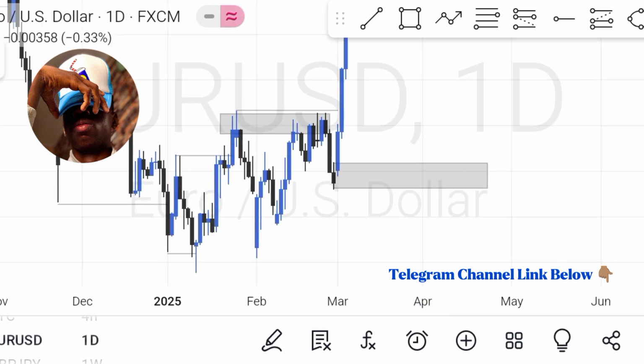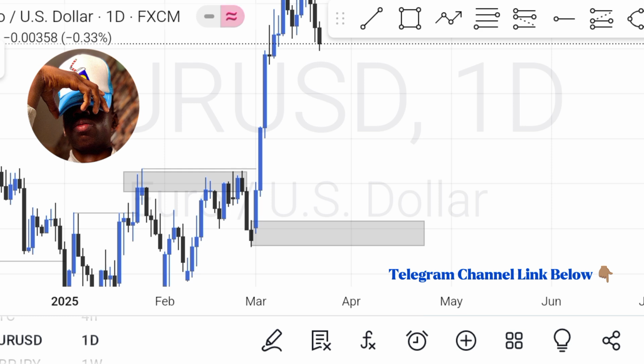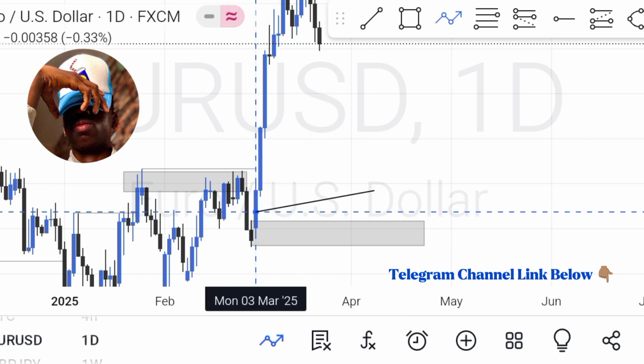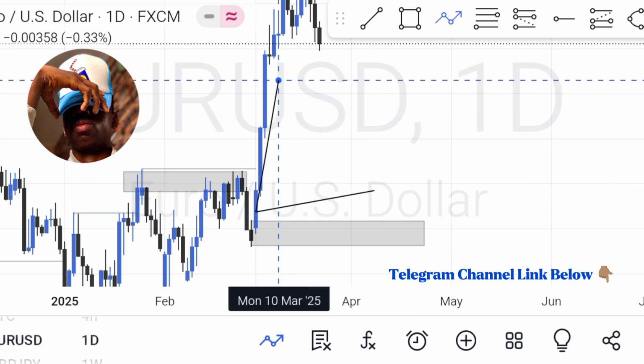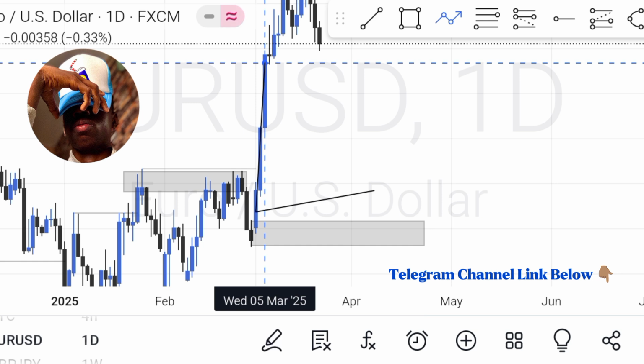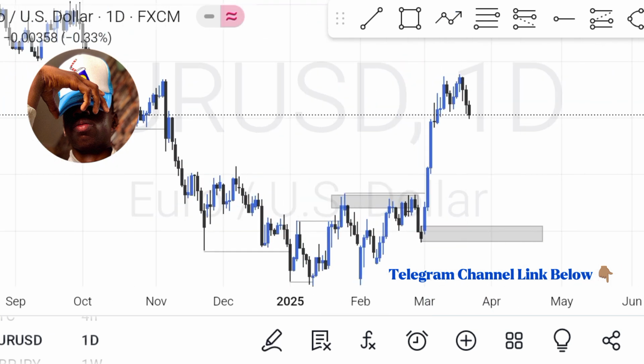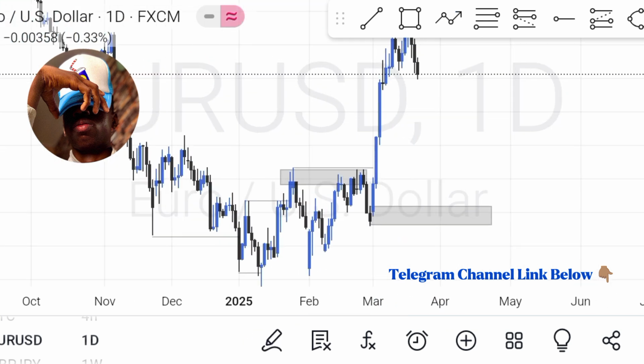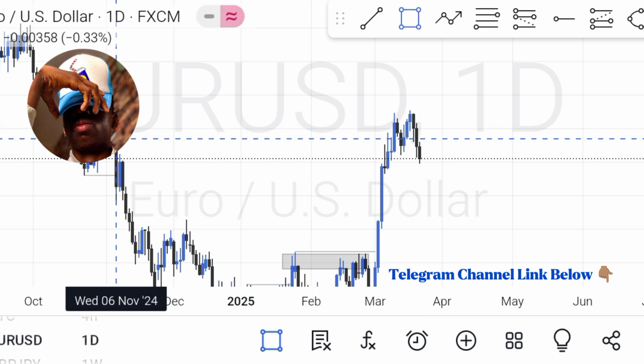Okay, so what is price doing now? Price is creating a series of imbalance. Notice how price is creating all this imbalance, and we should see it being filled. So to me, this coming week is going to be bearish. Right, this coming week is going to be bearish.